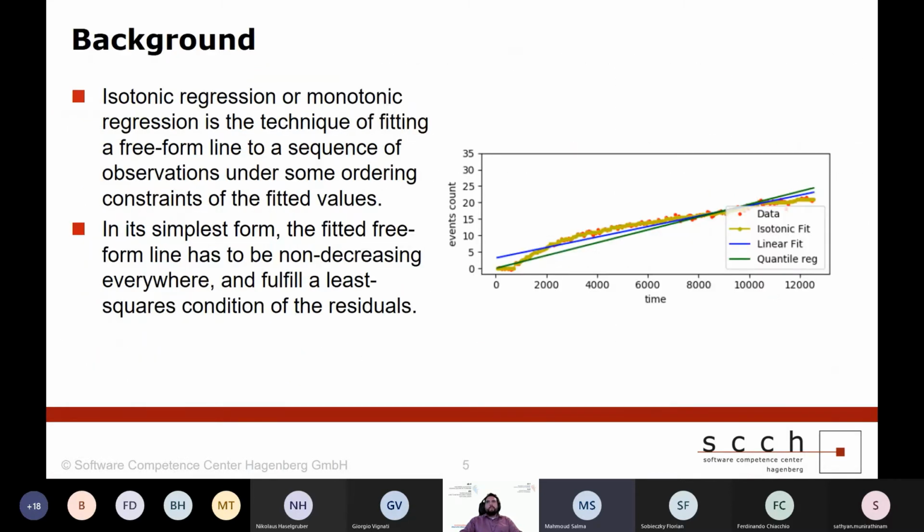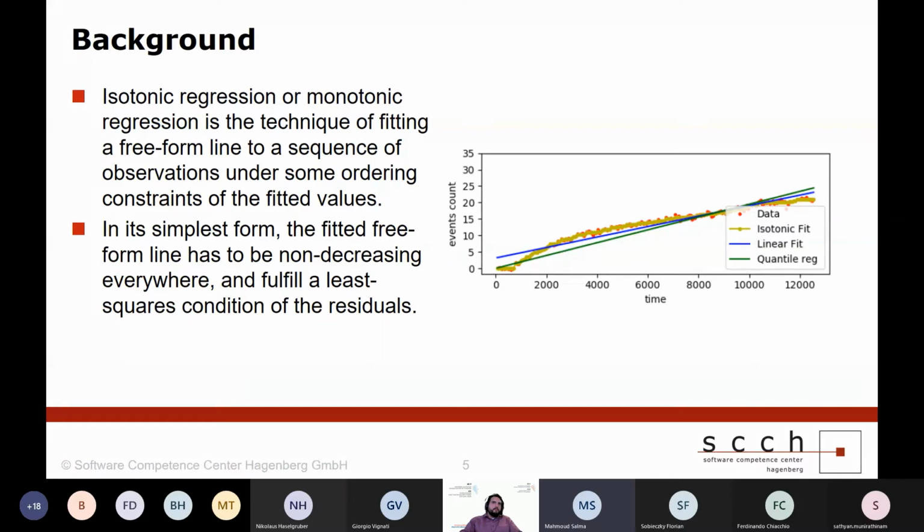So what is isotonic regression? This is the basis of our method. Isotonic regression, or monotonic regression, is the technique of fitting a free-form line to a sequence of observations under some ordering constraint of the fitted values. As we can see here, the red dots are the data, and what isotonic regression does is that it can only go up or stay on the same level. So it basically produces a shape of steps.